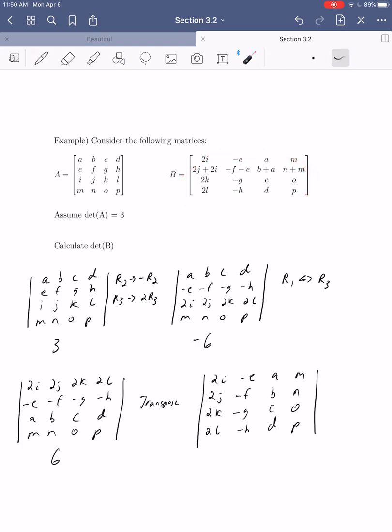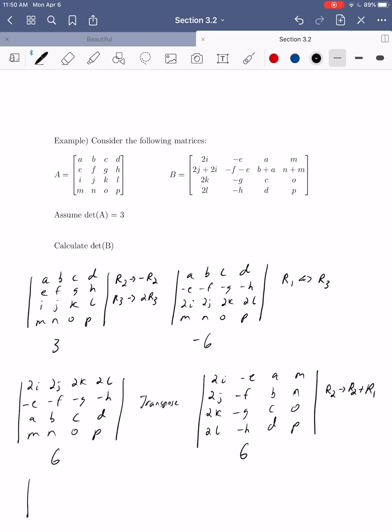The last thing we need to do is we'd like to have this 2i, this negative e, this a, and this m. So we will add row 1 onto row 2. And of course, when we did this transpose, it didn't change the determinant at all. So now let's go ahead and do one more thing. Let's take row 2 and replace it with row 2 plus row 1. This sort of elementary row operation obviously doesn't change the determinant.